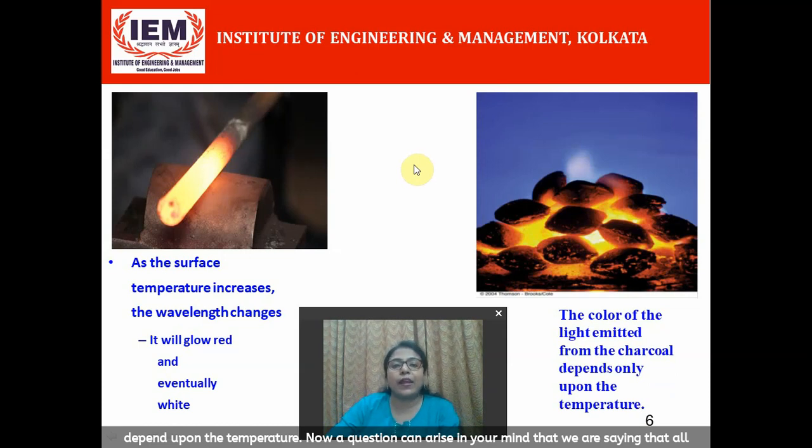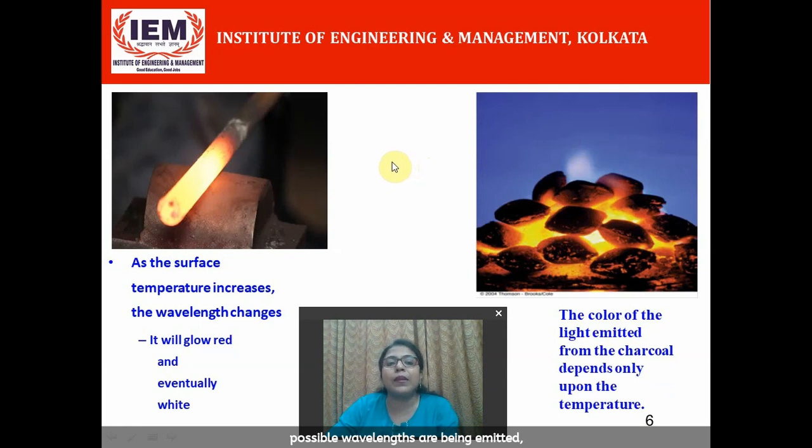Now a question can arise in your mind: we are saying that all possible wavelengths are being emitted, then why is it that we are seeing only the red color or the yellow color or the blue color and not all the colors? This is because some wavelengths are emitted more and some wavelengths are emitted less, and our eyes can perceive only those wavelengths that are emitted more.